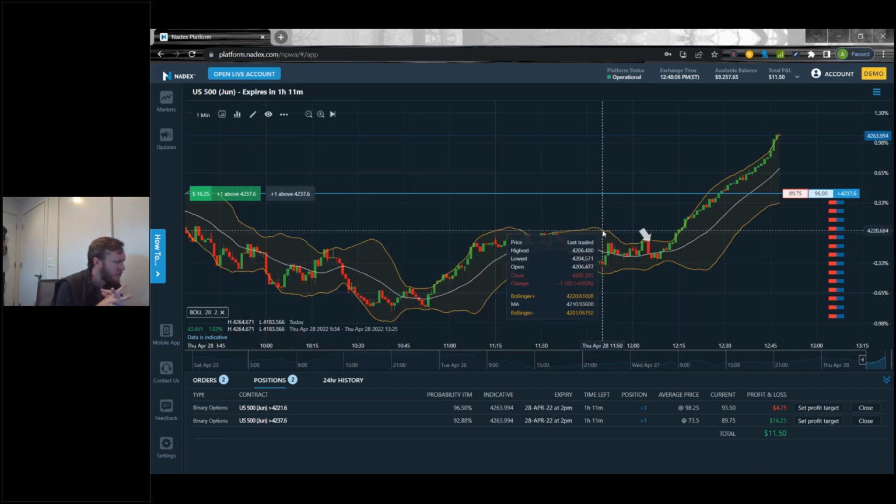We do have another question coming in here. I see that you have an expiry time of 1 hour 13 minutes. Does this mean that you will be in these trades for the next 1 hour and 13 minutes before it closes out? So that means that this contract expires in 1 hour and 13 minutes.